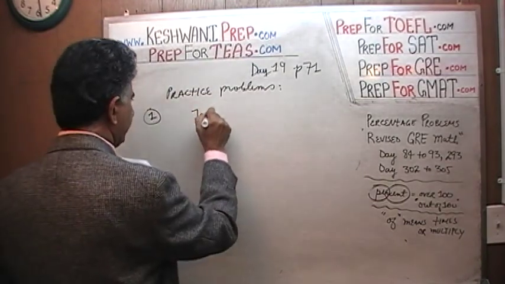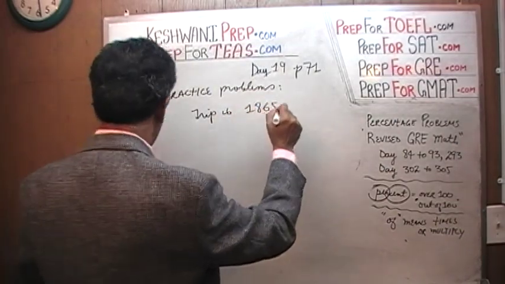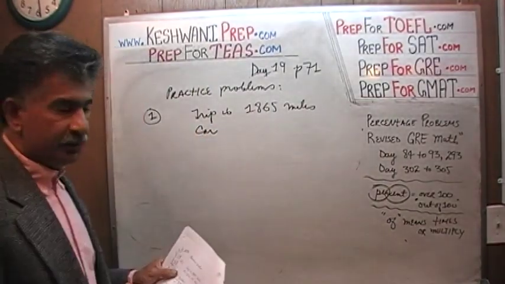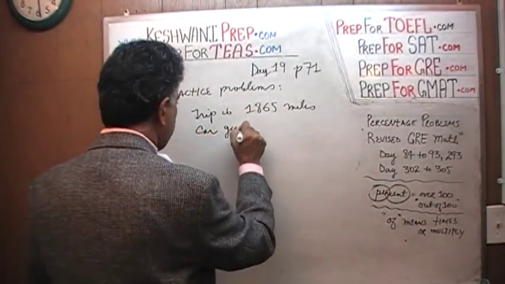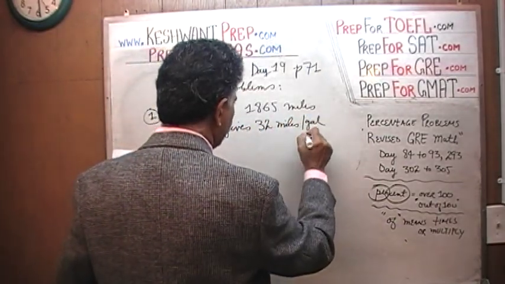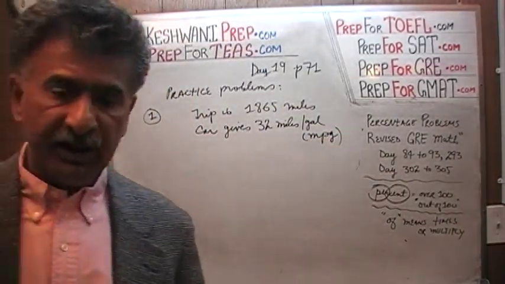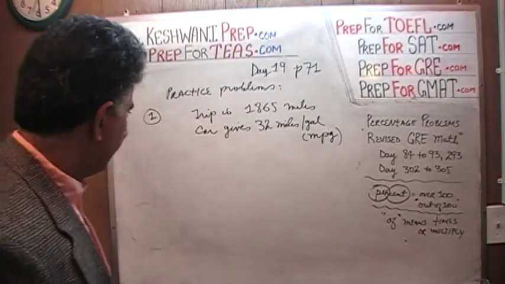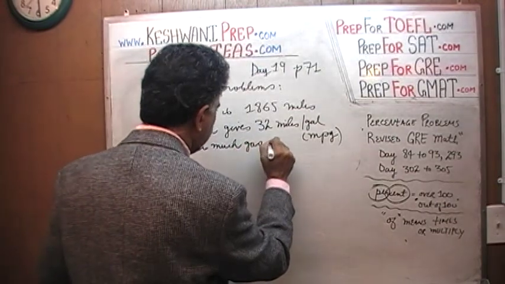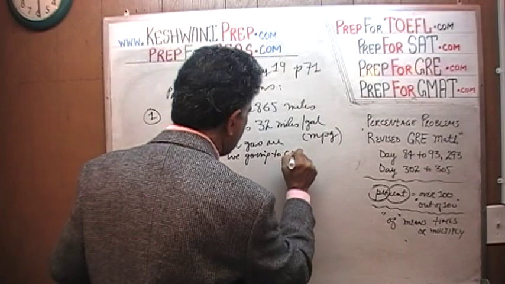We are told that we are taking a trip which is 1865 miles. We are told that we're going to drive a car which gives us 32 miles per gallon. The question simply is how much gas we're going to burn. How much gas are we going to burn?